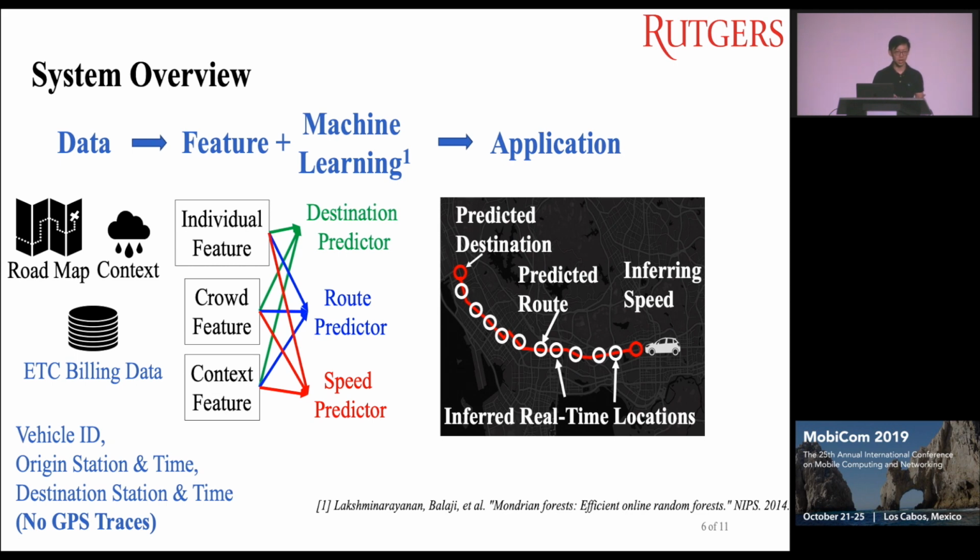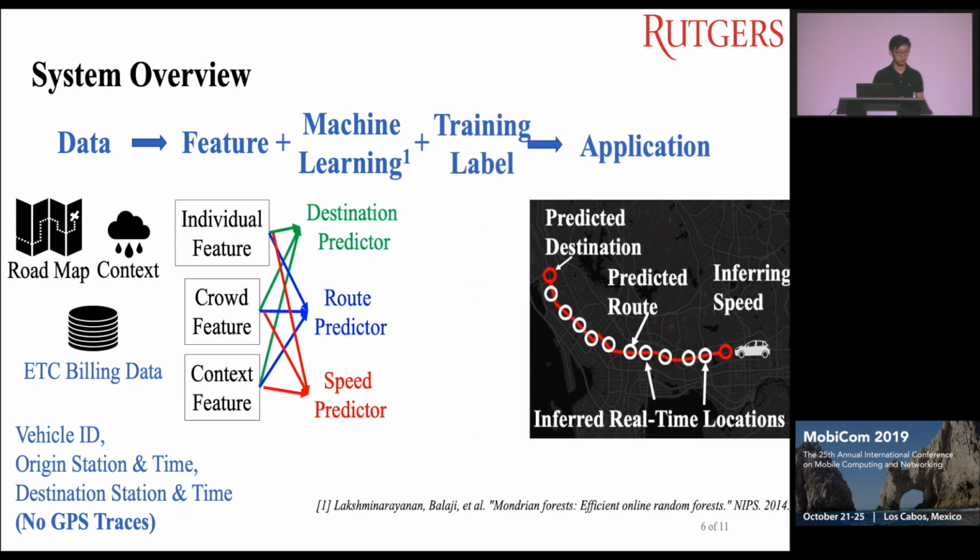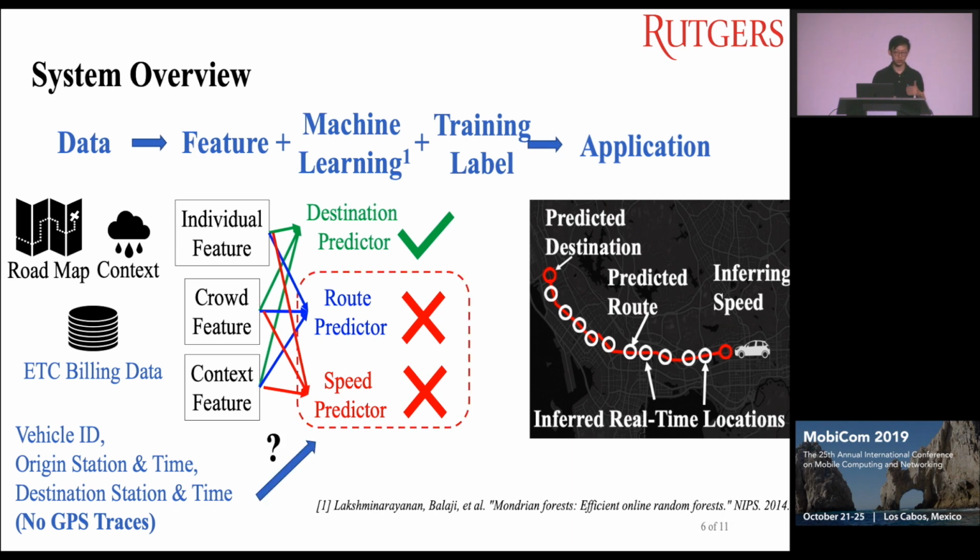So this seems a complete system, but we miss one important component, which is the training label. As we all know, for any supervised learning model, we need a training label to train our model. So let's see if our data can support us with this. For the destination predictor, we can simply obtain its destination label from the ETC data, since it's already collected. But for the route and speed, since we do not have any detailed GPS traces for the vehicle, it's hard for us to obtain the historical route and speed as labels to train our predictors. So in the next slide, I will especially focus on this problem.